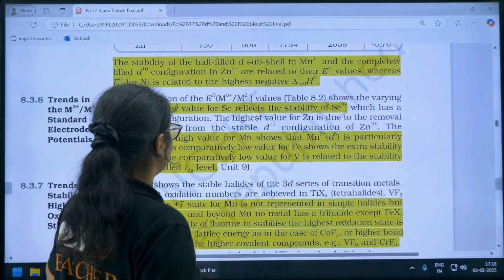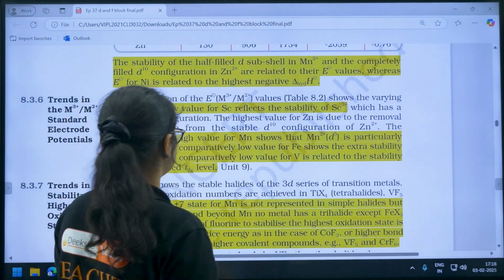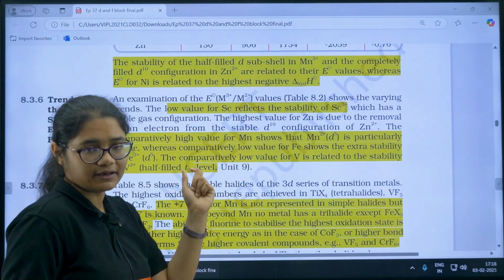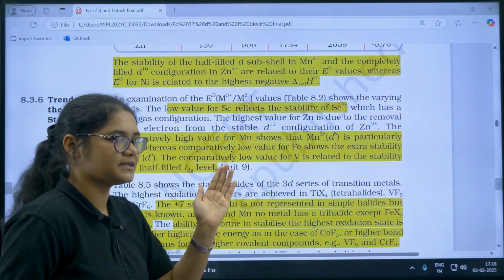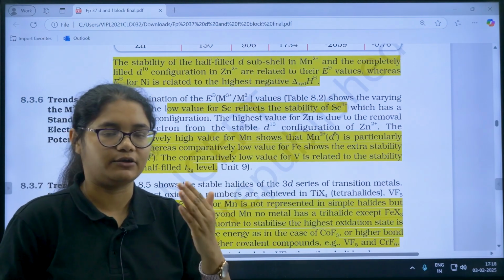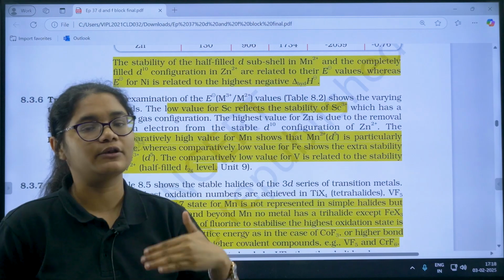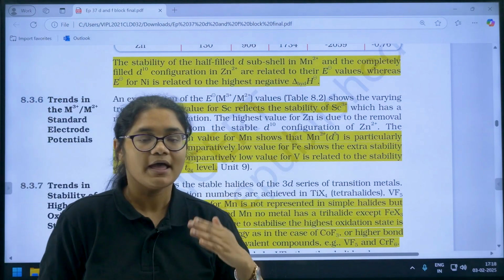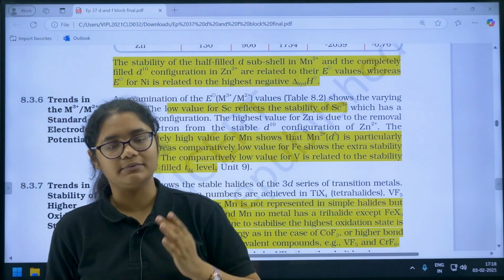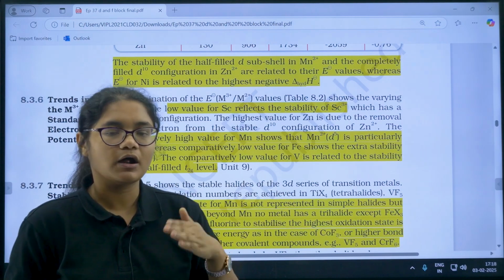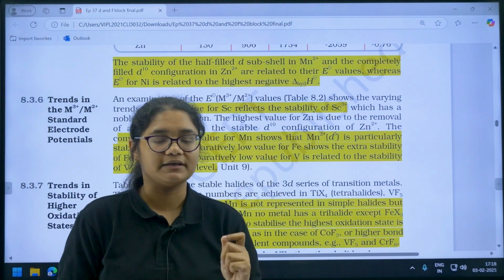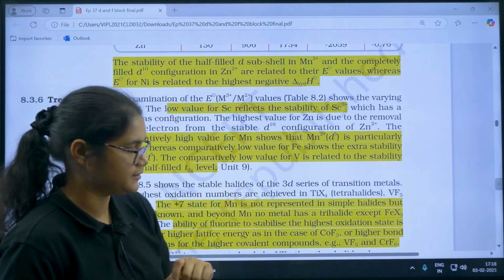Next we have M3+ to M2+. This I have explained very well in my lecture. You can see if there is a half-filled configuration, then definitely the E0 value will be less. If it is going from stable to unstable, then the E0 value will be low, and if it is going from unstable to stable, the E0 value will be high. Well, how do we talk about stable and unstable? Based on their d10 and d5 configuration.